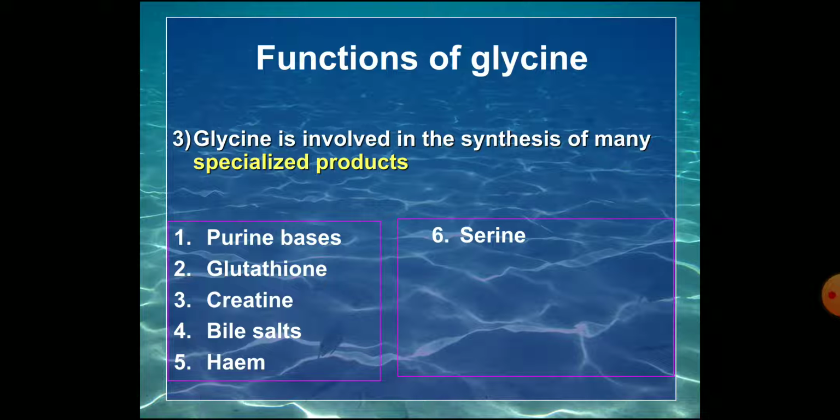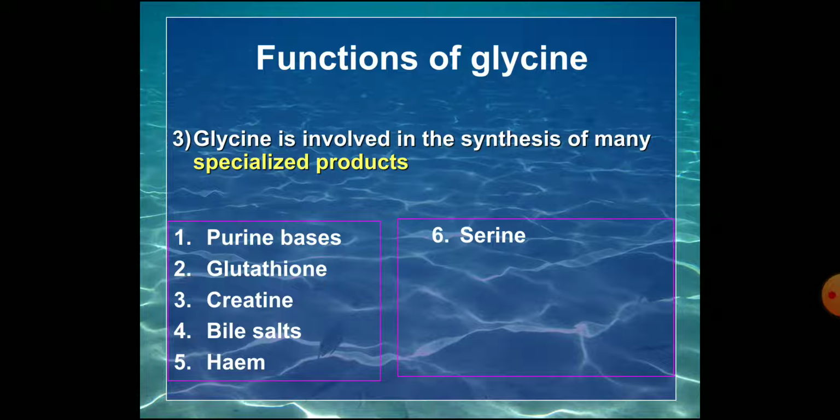Then serine, another amino acid, can be formed from glycine, and hippuric acid is produced from glycine. Glycine also acts as a neurotransmitter, and glyoxylic acid is produced from glycine. Finally, of course, collagen, which we have discussed already. So the important products formed from glycine are purine bases, glutathione, creatine, bile salts, and heme.